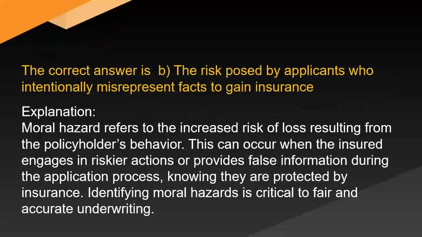The correct answer is B. The risk posed by applicants who intentionally misrepresent facts to gain insurance. Explanation. Moral hazard refers to the increased risk of loss resulting from the policyholder's behavior. This can occur when the insured engages in riskier actions or provides false information during the application process, knowing they are protected by insurance. Identifying moral hazards is critical to fair and accurate underwriting.